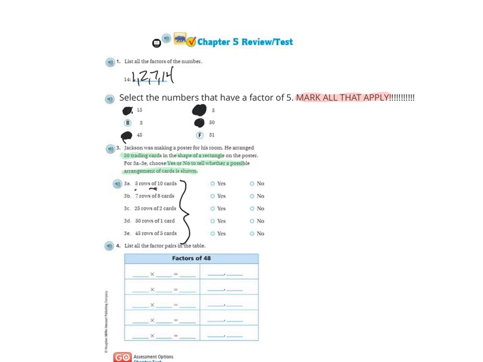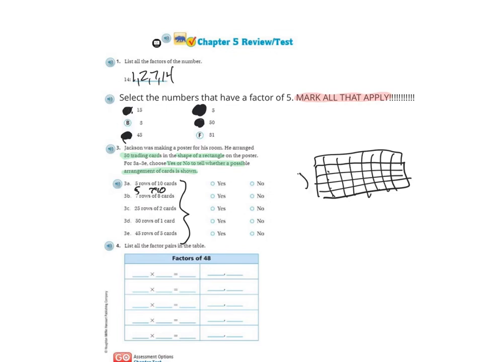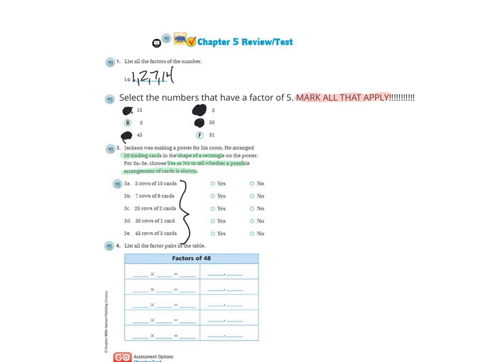5 times 10. That's all that's saying. 7 rows of 8 cards, what that would look like, or 5 rows of 10. 5 rows, 1, 2, 3, 4. Close enough. That's what that's saying, 5 times 10. So instead of factoring out or dividing or anything really complicated, we're just going to multiply across and see if that gets us 50. Let's do it together. 5 times 10, does that equal 50? Sure does.